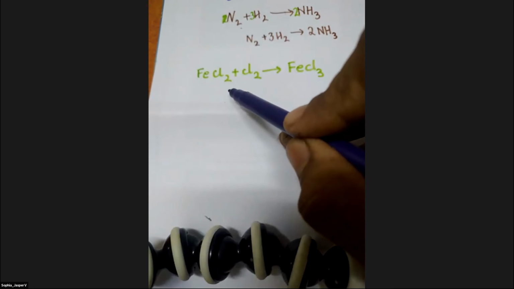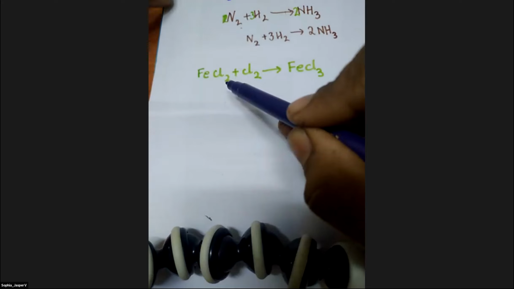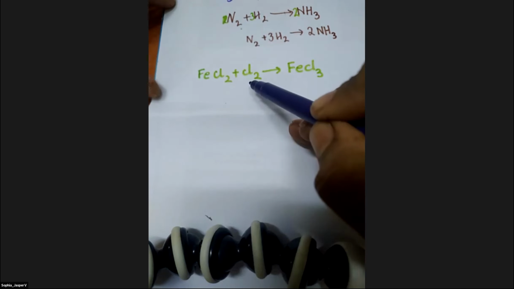Okay, for Kribal and for all the others, I'm going to solve it for you. FeCl2 plus Cl2 gives FeCl3. Okay, now how many atoms of iron are there? First check it one by one. Fe, okay, only one. Now Cl2 is the point in question here. So Cl2 and Cl2, how many are there?